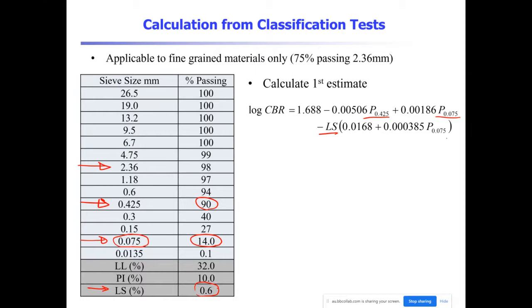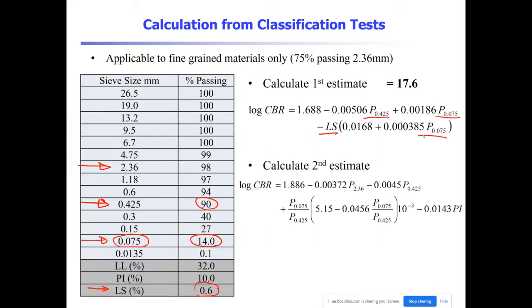And we have P 0.075, which we already have. So you can simply substitute and calculate, because the first CBR value is 17.6. Now we use the second equation.